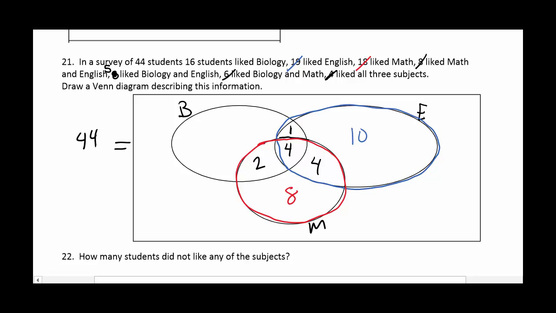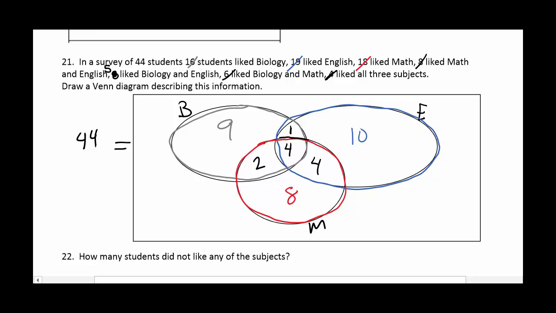There's that. 16 liked biology. So this little piece right there, that's my own biology bubble. And I can see a 2, 4, and 1 so far. So what is that? That's 6, 7. So I know 7 so far are accounted for, which means 9 are not.